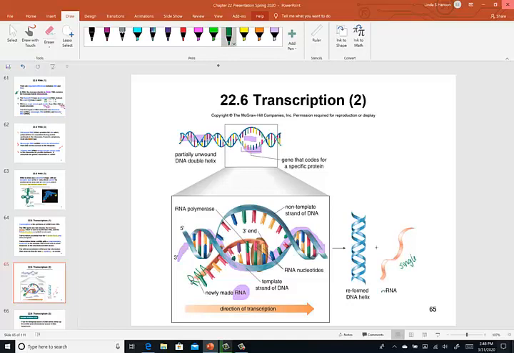Single-stranded. The sugar has been replaced. Remember, this is double-stranded. This has deoxyribose sugar. This has ribose sugar. This has thymine. This replaces it with uracil, that base for the complementary base pairing.